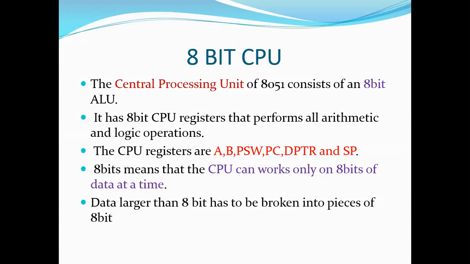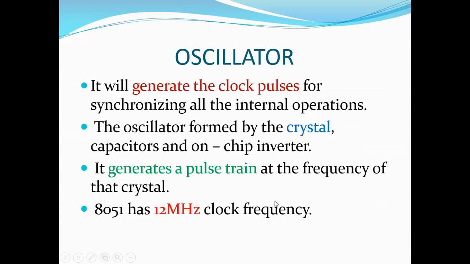Then the program counter and the data pointer hold the address of the data. Then the stack pointer. These are the attached registers of the CPU. The CPU can work only on 8 bits of data at a time. Larger data, as we already discussed, is broken into pieces of 8 bits. This is an 8 bit CPU. Oscillator: we already know that we studied earlier that an oscillator is a circuit which generates AC signals. Here it is used to generate pulses. A crystal oscillator is used here to get stability of oscillation.